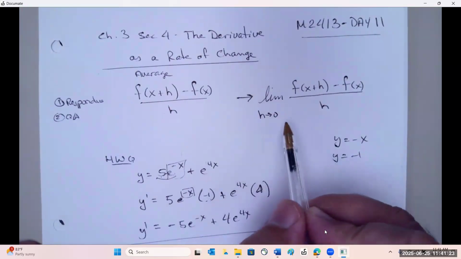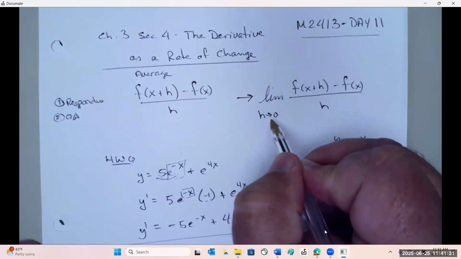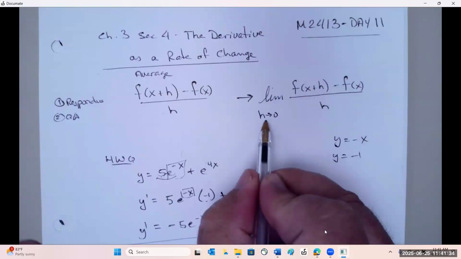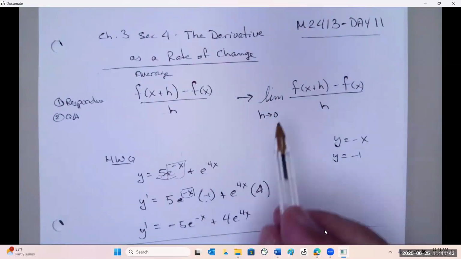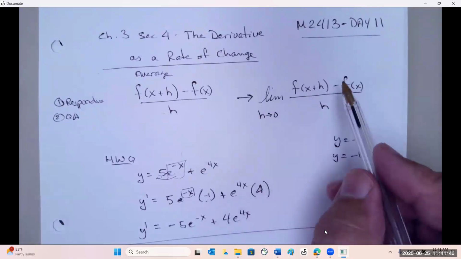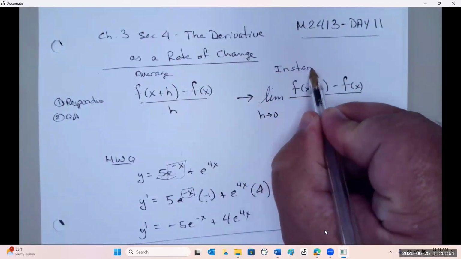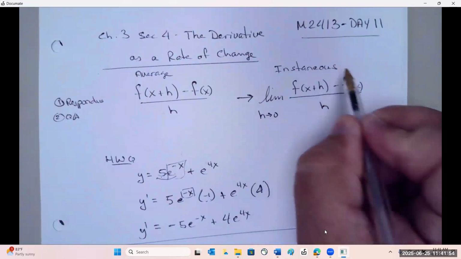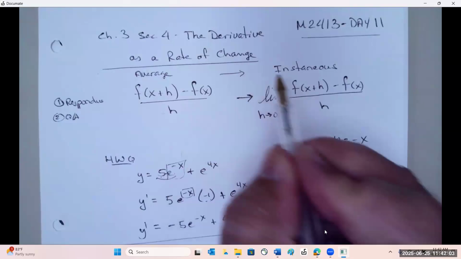This we just defined as a difference quotient, but it now takes into account a limit. What does h represent? Right, the difference between the x values. So as h goes to 0, we're now going from 2 points to only 1 point. So this is now the instantaneous rate of change. It's going from average to instantaneous rate of change.